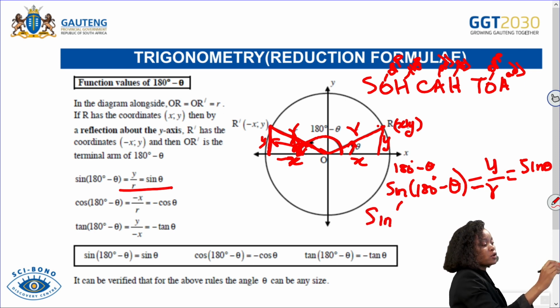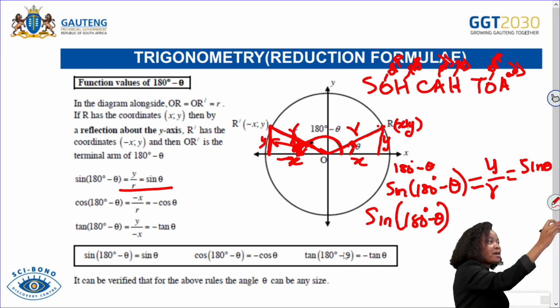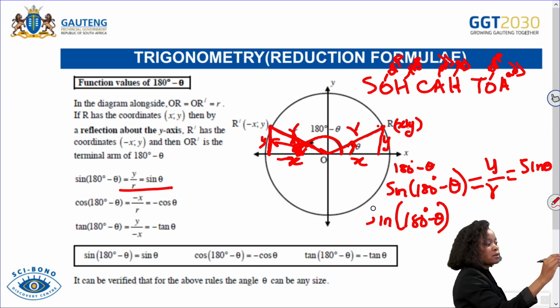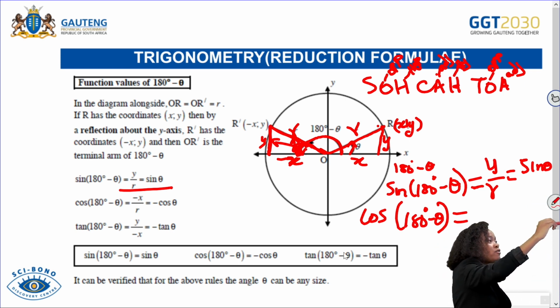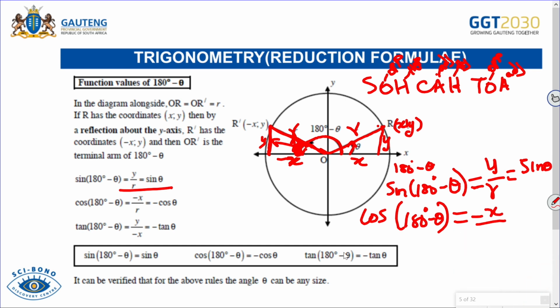Okay, and then we look at cos of 180 degrees minus theta. We're still looking at the same angle, 180 minus theta. Remember your cos is adjacent over the hypotenuse side. So the adjacent side is going to be negative x, over the hypotenuse side, r. So my answer is going to be negative, which means cos of 180 degrees minus theta equals negative cos theta. Okay, and then let's look at tan of 180 degrees minus theta. Remember we said tan is opposite over adjacent.